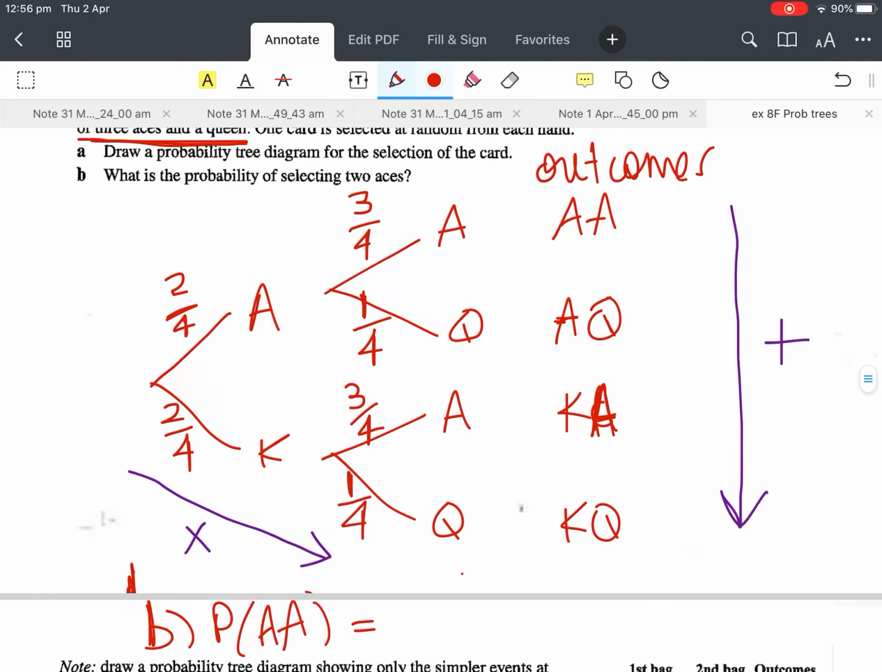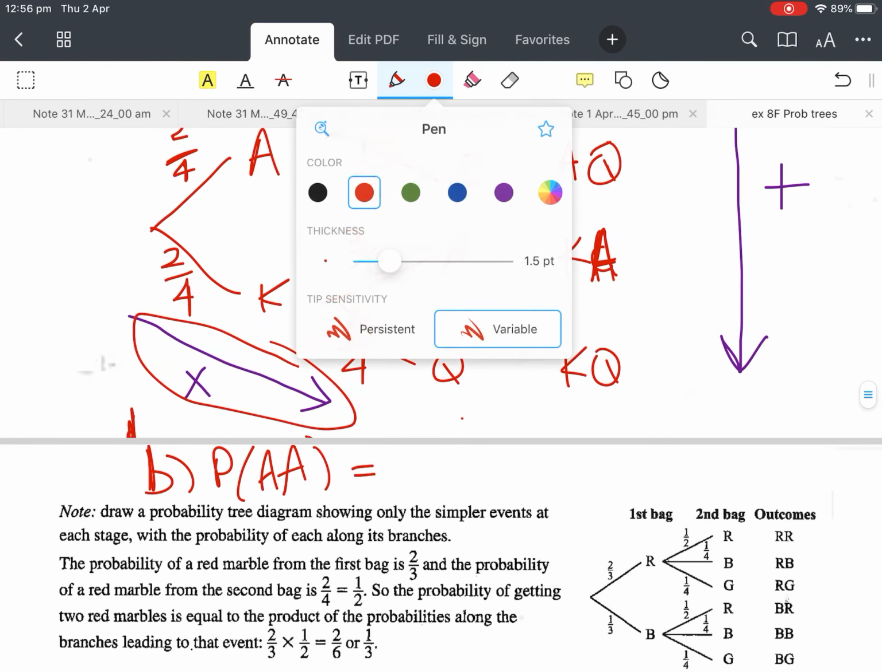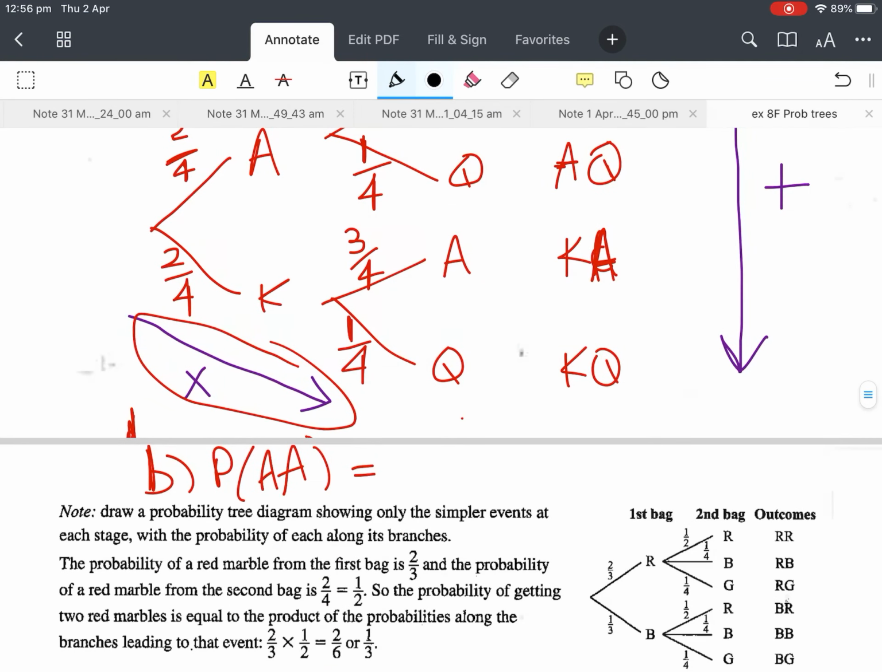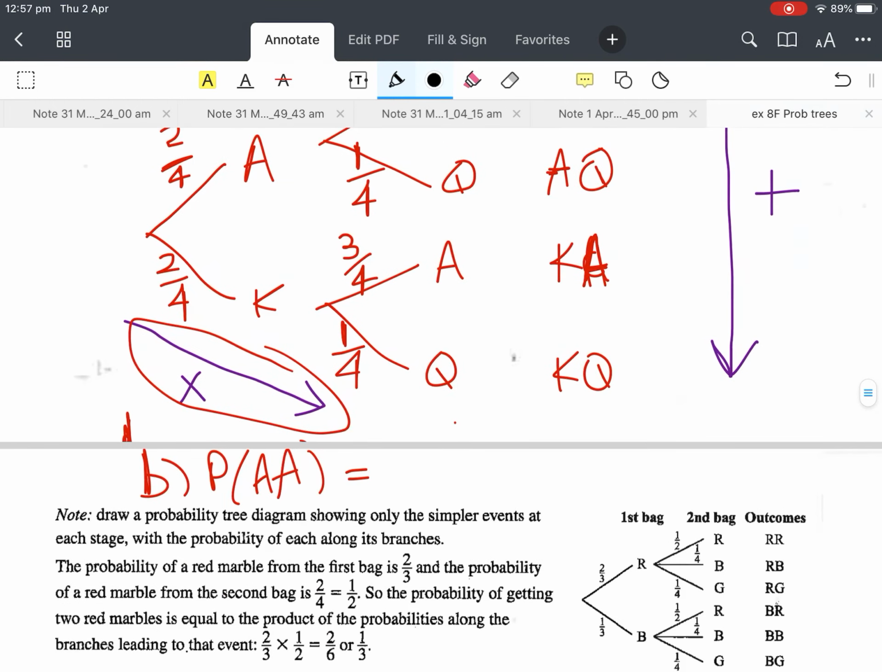That's the top branches. Notice on my top branches I've got a 2 over 4 and a 3 over 4. Remember this, when you follow along branches you multiply. I'll just do this in black so it's different. So that means I have to go 2 over 4 times 3 over 4. If I did it in my head, I get 6 over 16. Don't forget, you have to reduce your fractions, so I get 3 over 8.